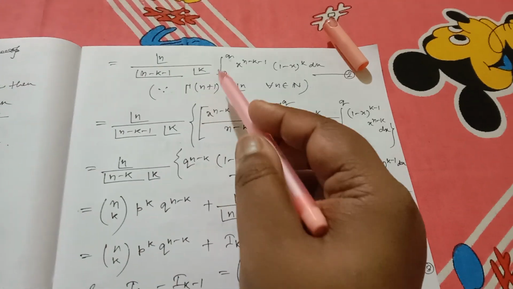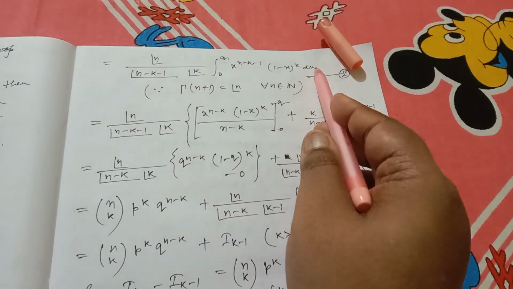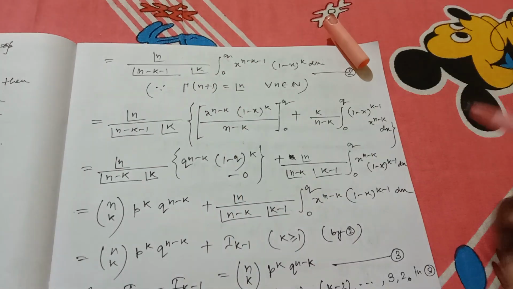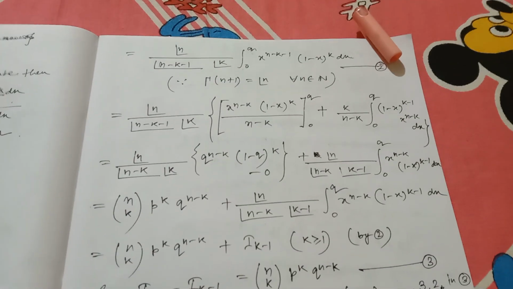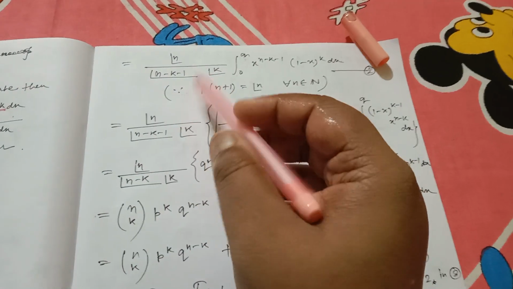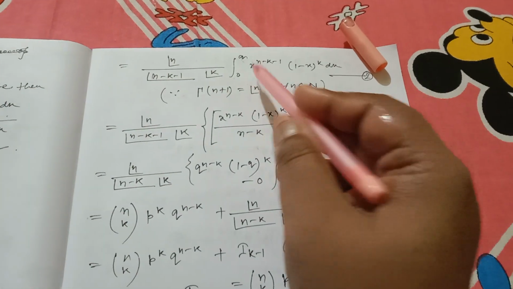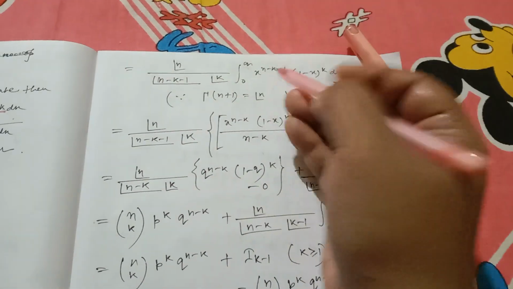That means you can integrate this entire portion from 0 to q. Obviously you can take the help of integration by parts, so keep this first part intact. Now you can integrate this one.